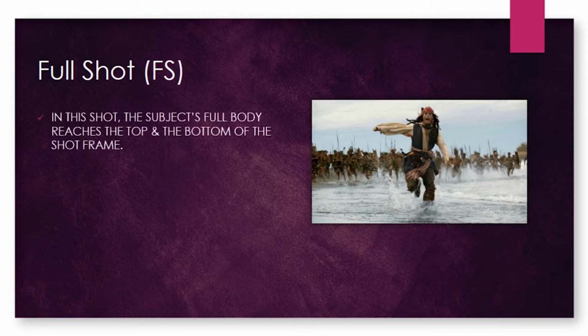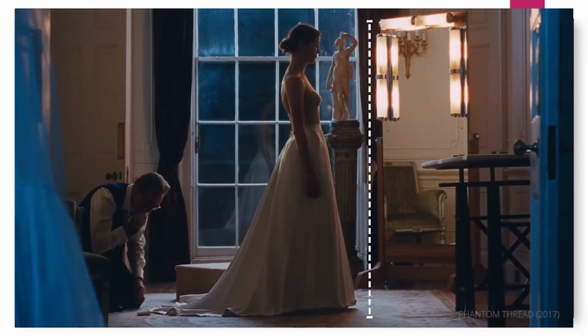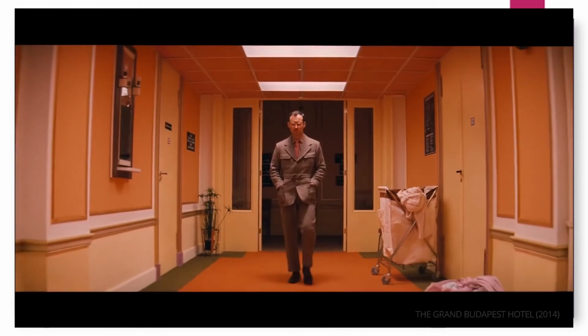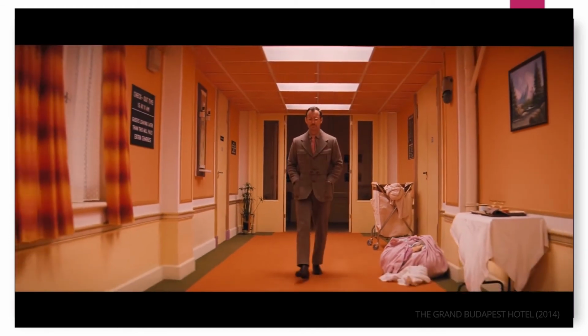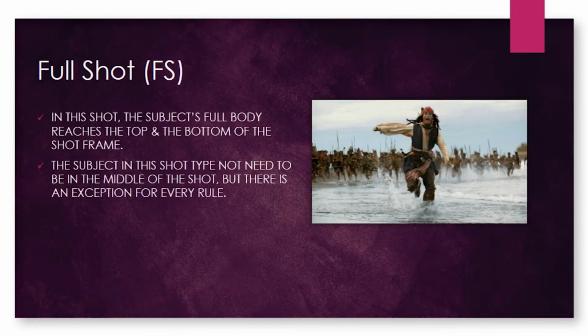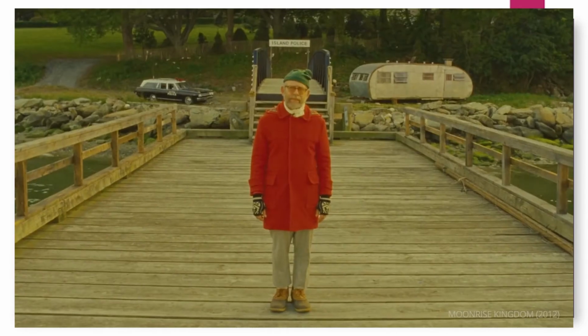Most of the time this shot is showing the full body of the actor or the subject from the top of the head to the bottom of the feet while he is running. The subject in this shot most of the time is in the middle. In this example it's in the middle, but this is not a fixed rule. Most modern cinematography directors sometimes keep the subject to the side.